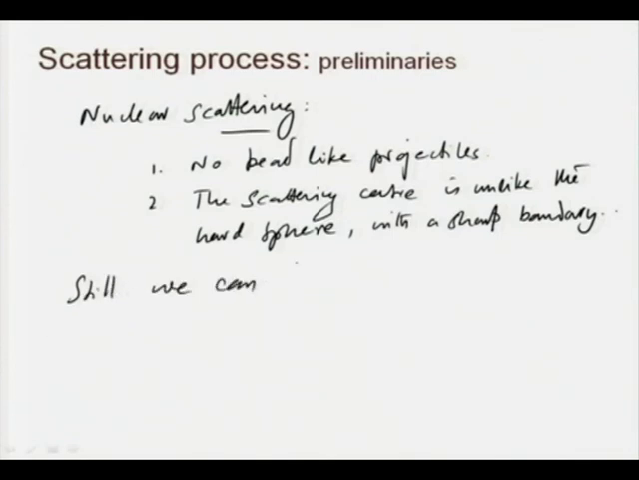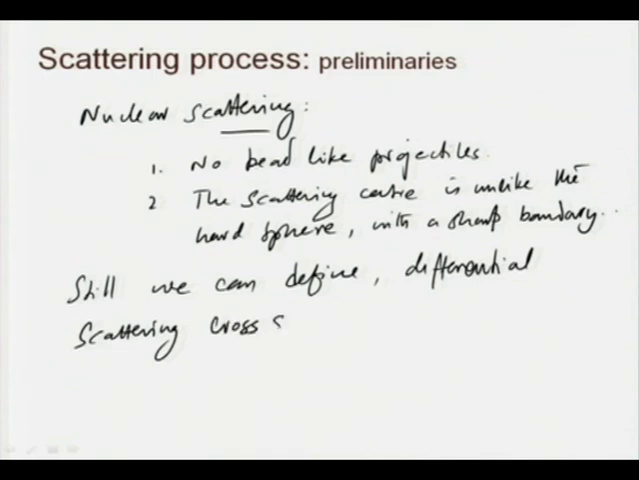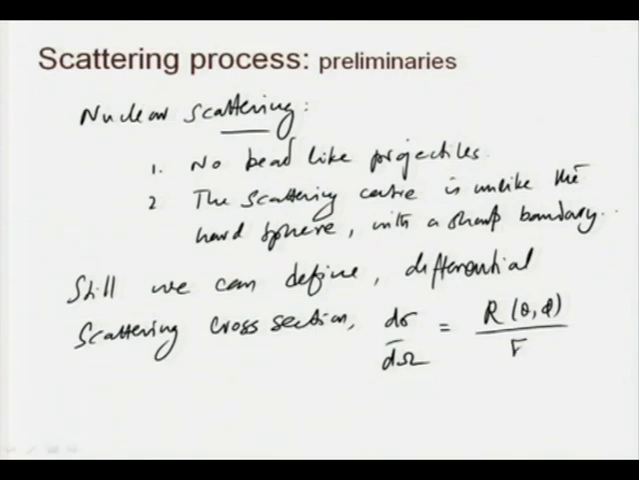we can define the distribution, the differential scattering cross section, d sigma over d omega, which is equal to R(theta, phi), the rate of particles falling into unit solid angle around theta and phi, divided by F.